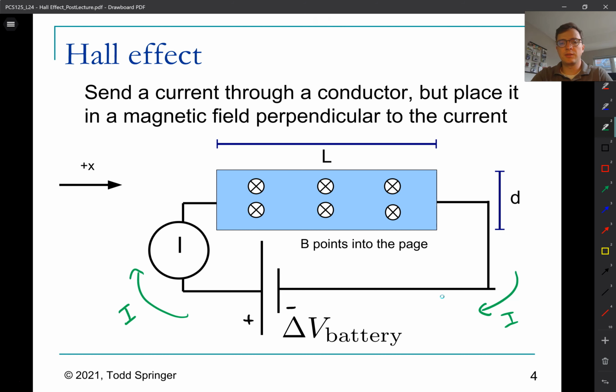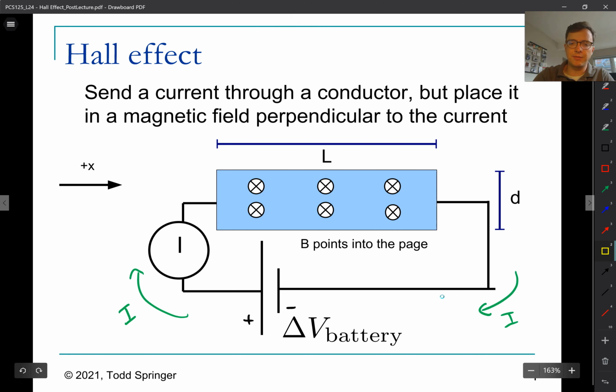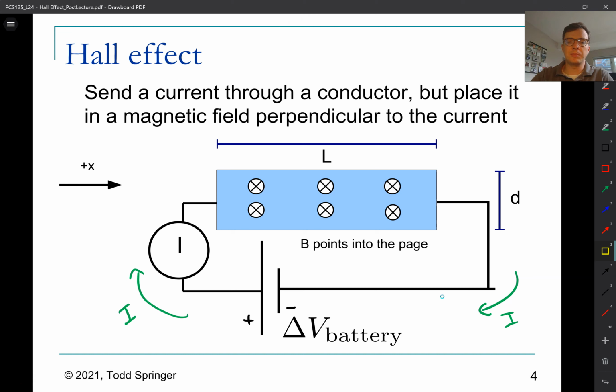Now I'm going to take this apparatus and put it into a magnetic field. You can see that there's a magnetic field pointing into the page here. So you've got charges moving, and when they enter this magnetic field, they're going to get pushed around by the magnetic field.